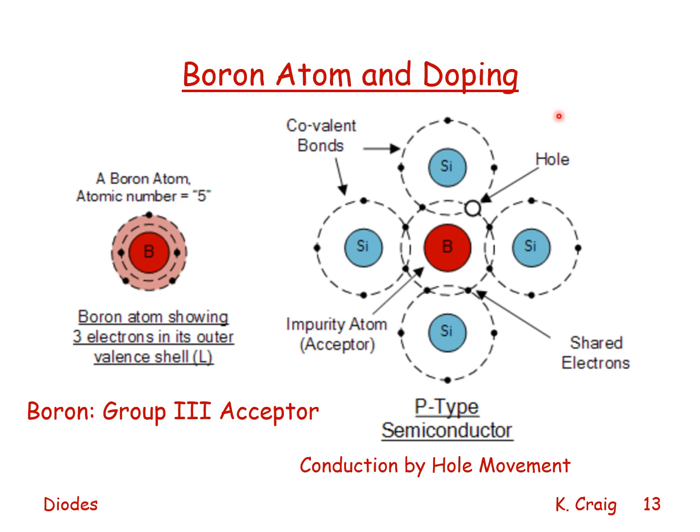Boron is a group 3 material. Atomic number 5, it has 3 electrons in its outer valence shell. When it's used for doping, it creates a p-type semiconductor as it shares electrons with the silicon atoms and results in a hole. Conduction is by hole movement.